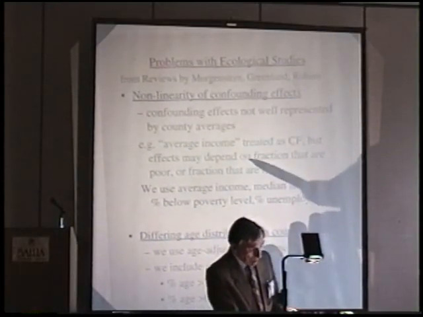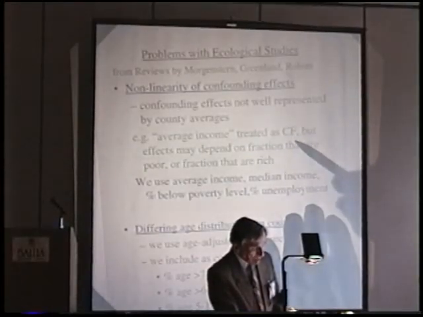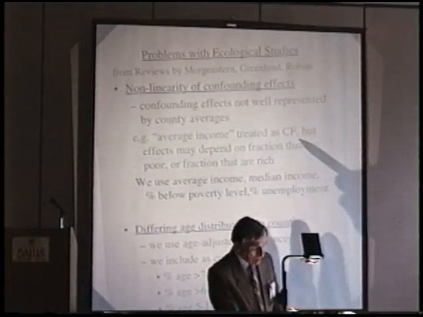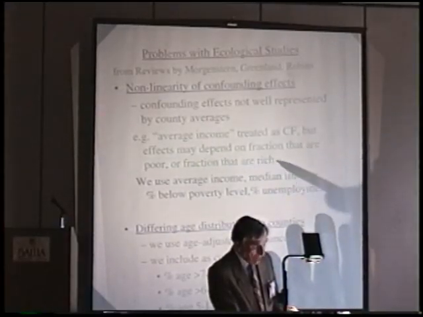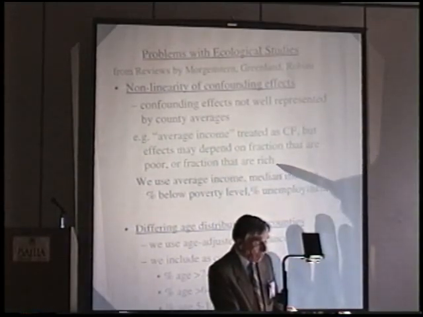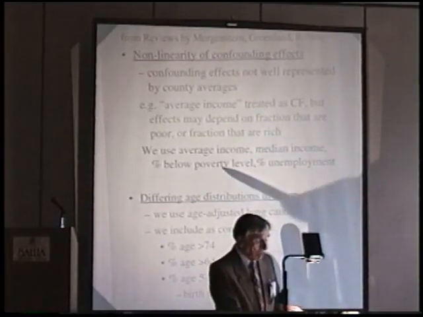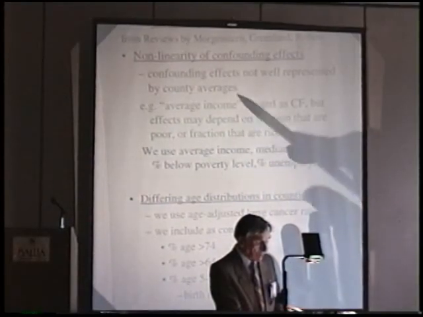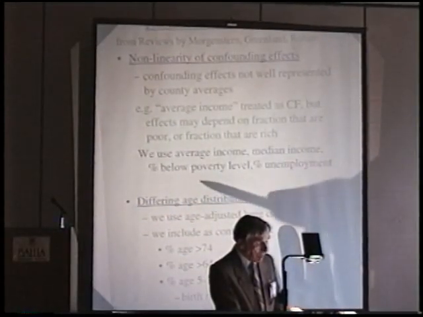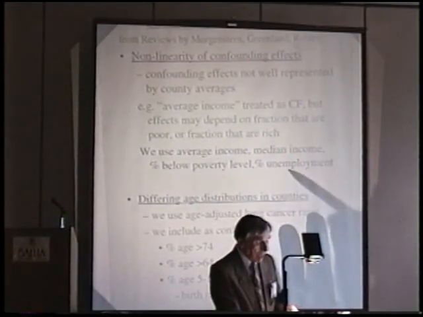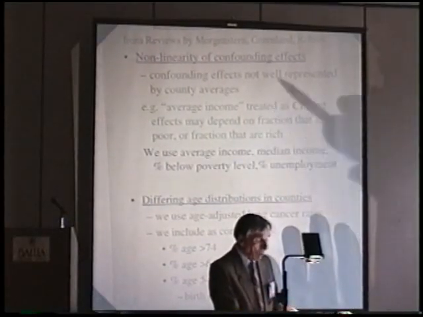For example, when you treat the average income as a confounding factor, that doesn't quite tell you the whole picture. Maybe the effects depend on the fraction that are poor or the fraction that are rich, something like that. Well, so to get around this, I used several different confounding effects for income. I used average income, median income, percent below poverty level, percent unemployment, and in my new extension I have several other measures of economic status.